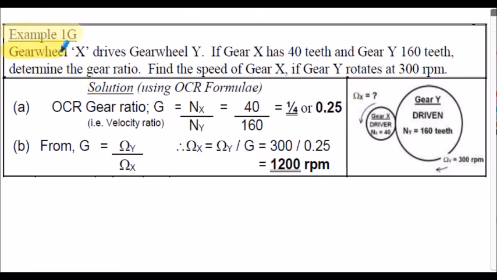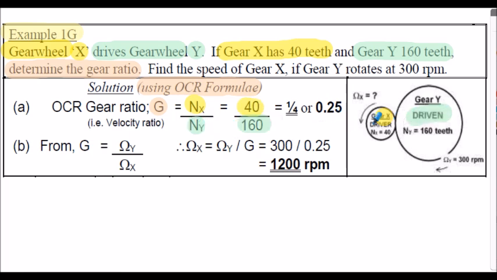We have a gear wheel labelled X which drives a gear wheel labelled Y. We're informed that gear X has 40 teeth, gear Y has 160 teeth. We've got to determine the gear ratio, capital G. So using the relationship in the awarding body formulae sheet, the gear ratio G is the number of teeth on the input gear, or the driver gear, shown here, divided by the number of teeth on the output gear, or the driven gear, shown here. So the gear ratio can be stated as 1 upon 4, a quarter, or in decimal 0.25.